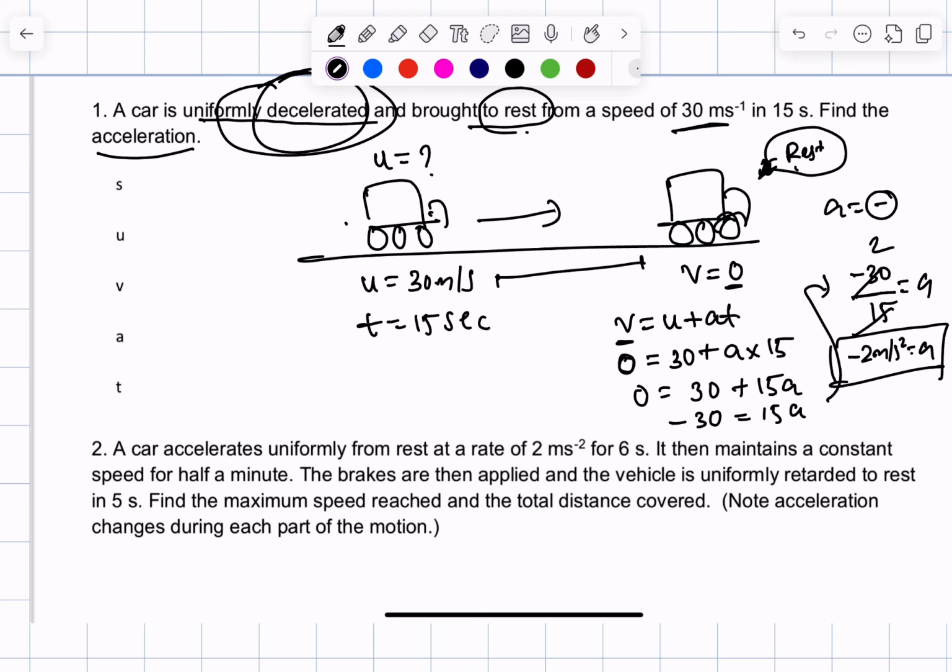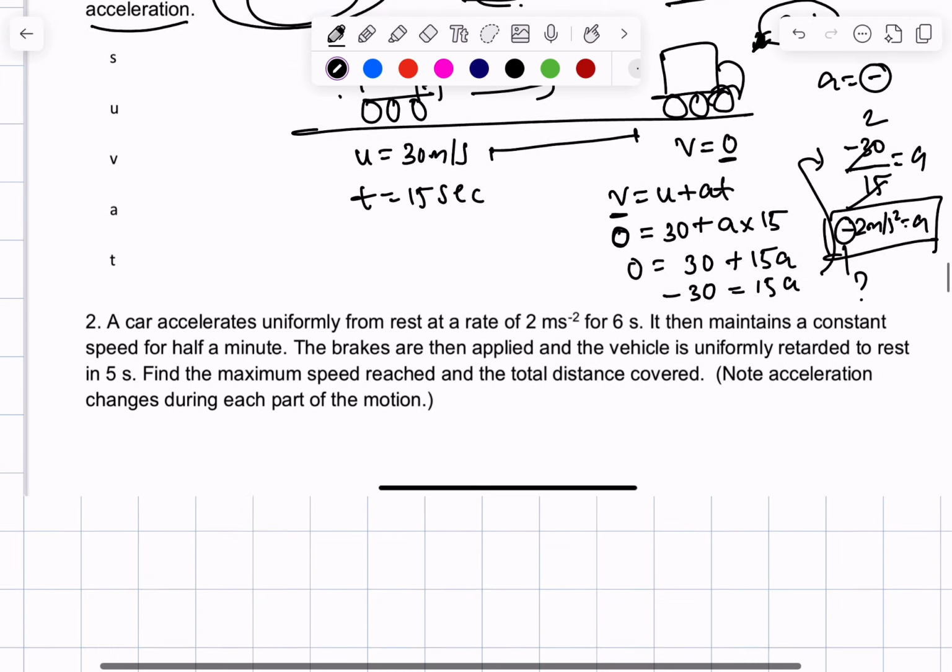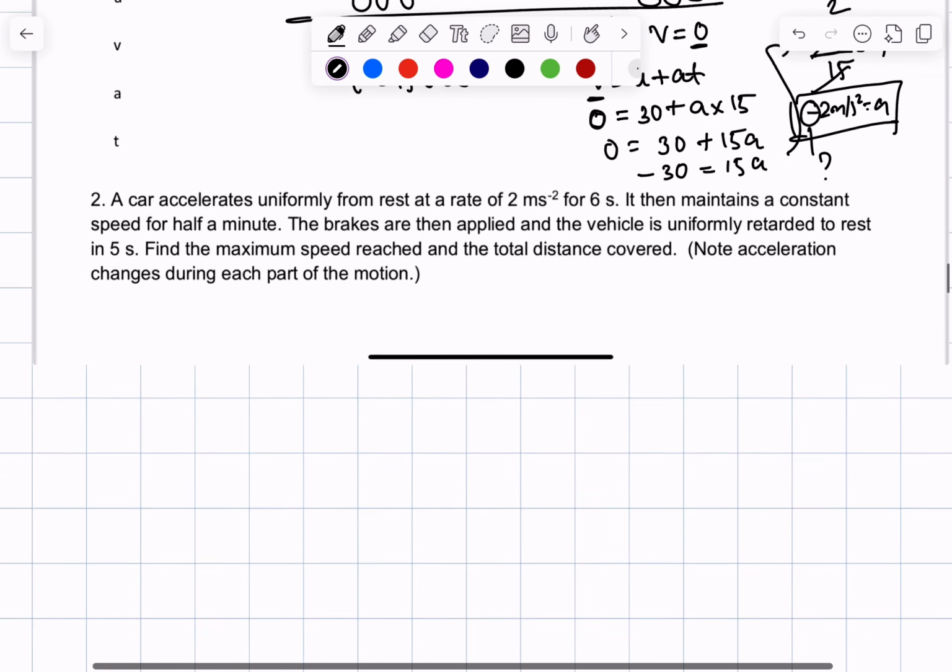Okay, Amber, are you here today? Yes, sir. Could you please tell me why is this negative sign coming here? Sir, because it deaccelerated. Perfect. Thank you, Amber. Okay, let's move to the second question.